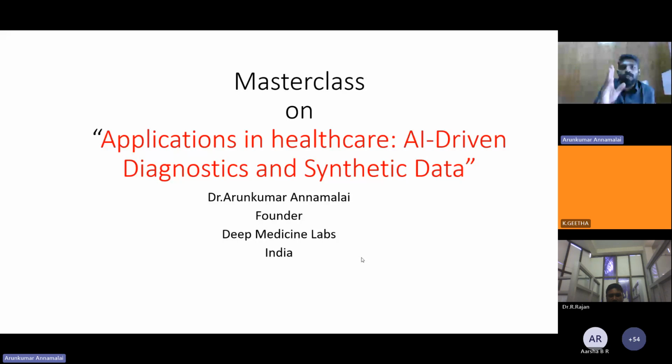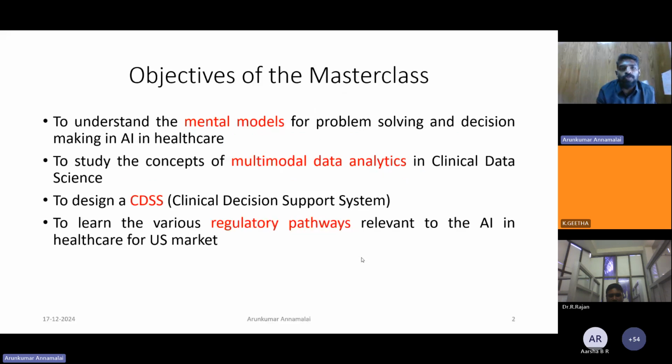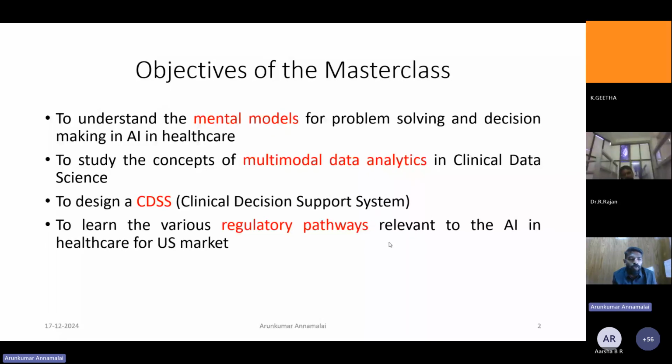So these are the objectives. For the next 90 minutes we'll be discussing the mental models for problem solving and decision making in AI in healthcare, and multimodal data analytics in clinical data science. I'll give a brief on CDSS. The core of AI in healthcare is CDSS, the clinical decision support system. And finally, the regulatory pathways relevant to AI, mainly for the US market, because most of the regulatory standards the US follows are pretty uniform in other countries as well. So I'll be taking the US market perspective.